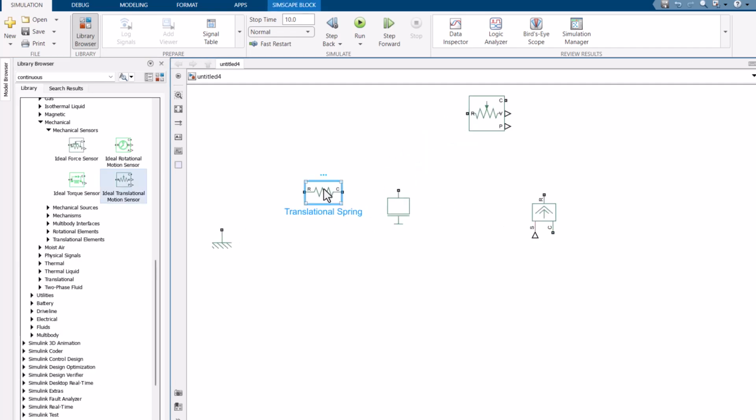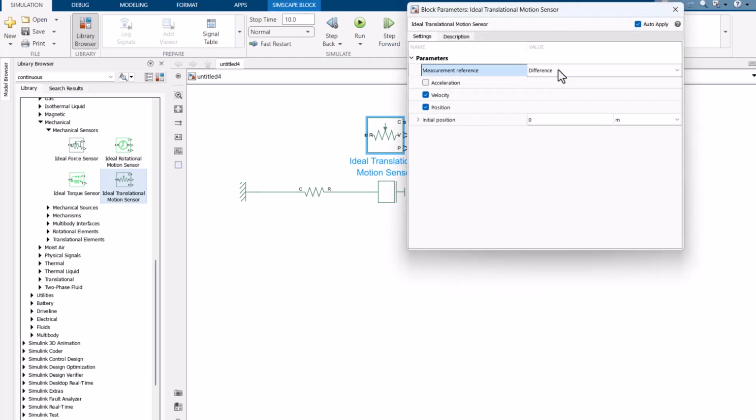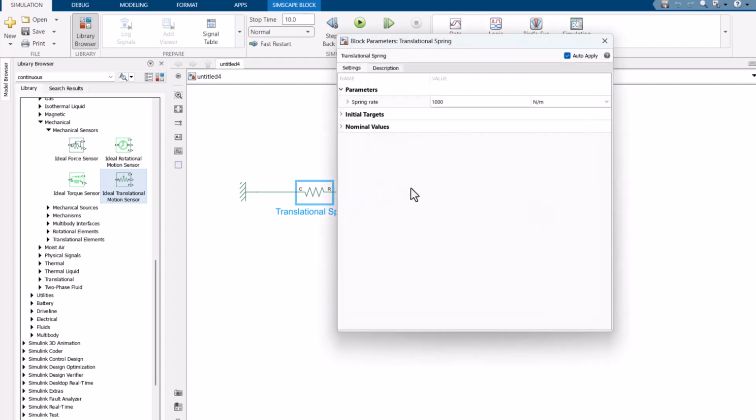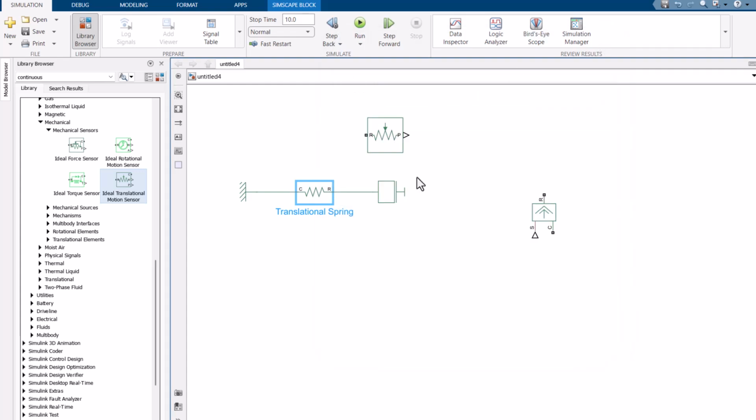So I press Ctrl I and connect the C port of the spring to a wall or reference frame. I press Ctrl Shift R and connect the mass to the spring. I double click on the sensor and set it as an absolute position sensor. I set the spring rate to be 200 and it is initially at rest, so no initial conditions.